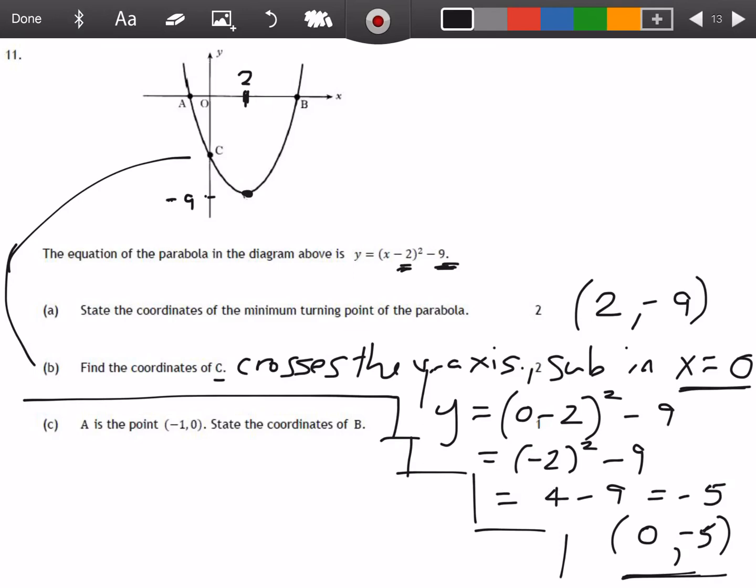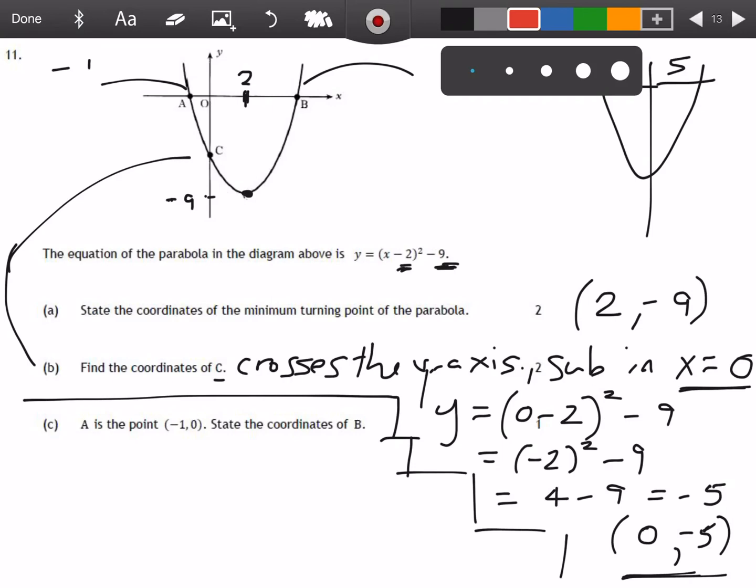Part C, it says A is the point negative 1, 0. That means A is negative 1 on the x-axis. What is the coordinates of B? Remember these graphs are symmetrical. So if that was 5 across that way, this would be 5 across this way. I'm going to use a different coloured pen here. What's the distance between here and here? Remember the number 2 on the x-axis was from the turning point from the equation. So that length is 3 because point A is negative 1 on the x-axis and the centre point is 2. So add on another 3.